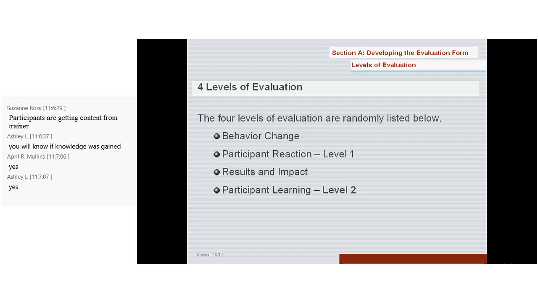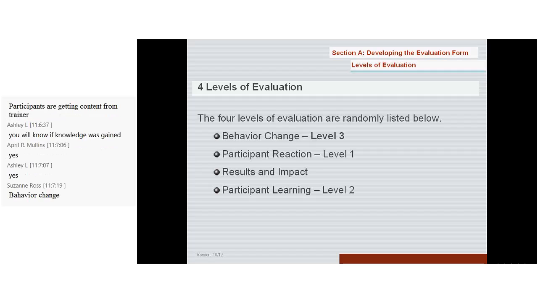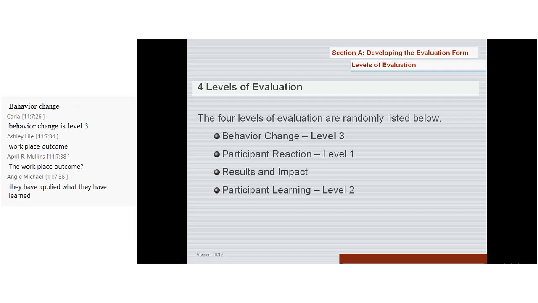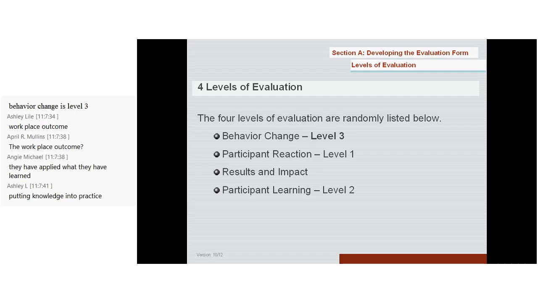So which one of these do you think is level 3? Behavior change. Behavior change is absolutely right. That is level 3. Level 3 evaluation is behavior change. And what do you think behavior change means or refers to? It can be measured. It definitely can be measured. You are right about that. Okay? So behavior change can be measured. It says putting knowledge to practice. Can you be a little more specific?